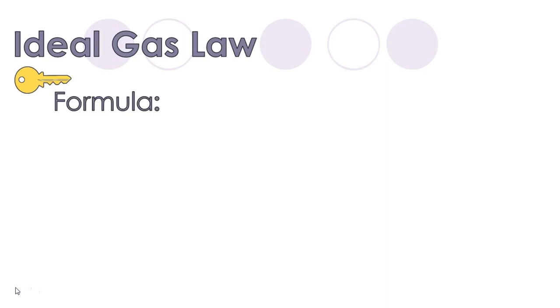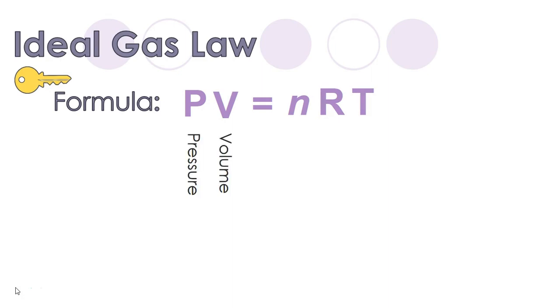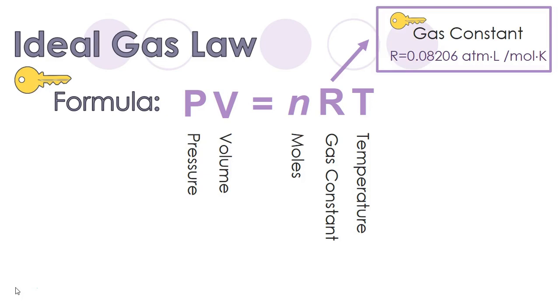What is the ideal gas law? The ideal gas law has a specific formula. The formula for the ideal gas law is PV equals nRT. P stands for pressure, V is for volume, n is the number of moles, R stands for our gas constant, and T stands for temperature. The gas constant is a constant number that you're going to be able to use. The gas constant R equals 0.08206 atm liter divided by mole degrees Kelvin.